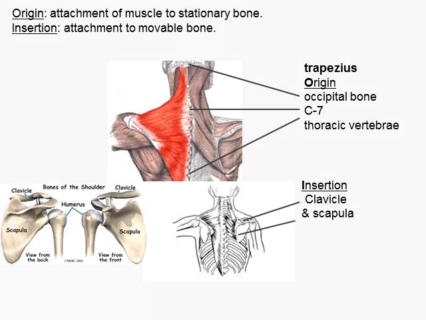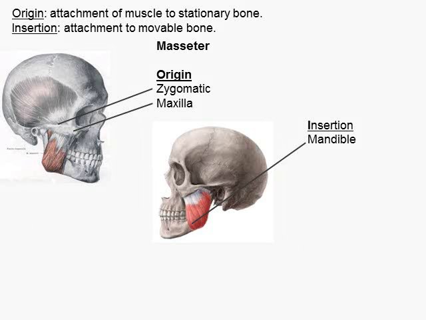Origin, I mentioned origin, that's the stationary bone, but there's something called the insertion, and that is the movable part of the bone. So let's look at the trapezius, the huge muscle, extending from the occipital bone all the way down the thoracic vertebra. That's its origin. The insertion is going to be on the clavicle and the scapula. Masseter, that's the chewing muscle, origin on the zygomatic, the cheekbone, and the front part of the zygomatic, the maxillary part. And the insertion is going to be on the mandible and gives us that powerful chewing action.